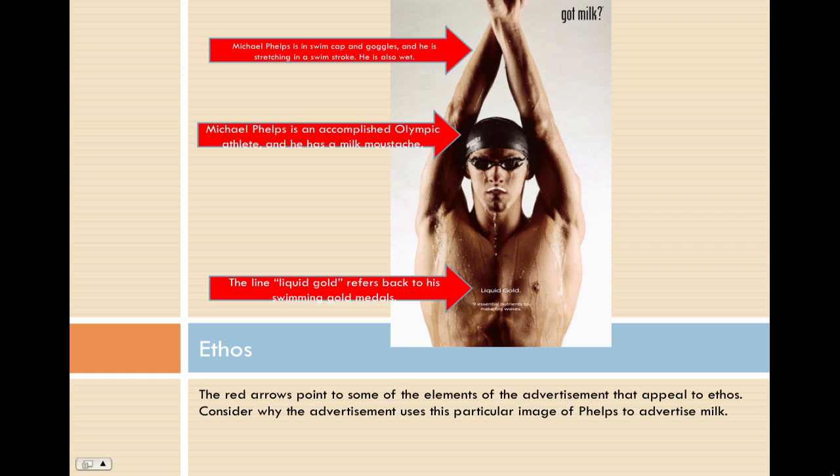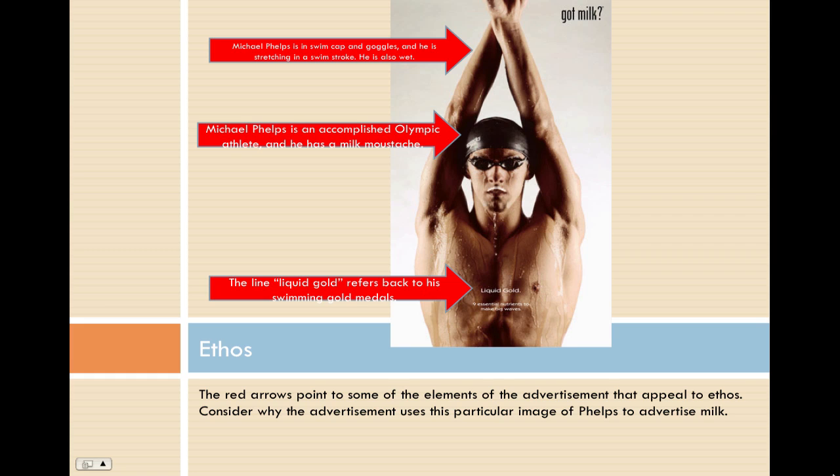Let's take a look at an ethos appeal. This advertisement is from the Got Milk campaign, and if you've ever seen a Got Milk ad, you know that they rely on the reputation of the people pictured with the milk mustaches. So here we've got Michael Phelps, an award-winning, I believe he was an 8-time gold medalist at the last Olympics. He's an Olympic swimmer. So the red arrows point to some of the elements of the advertisement that appeal to ethos. Consider why the advertisement uses this particular image of Phelps to advertise milk.